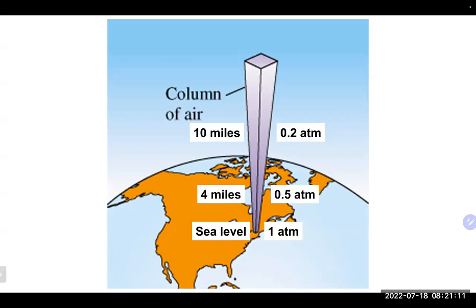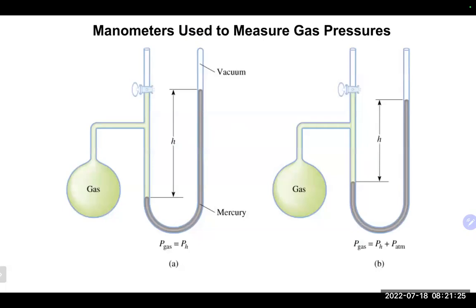So as we can see, sea level pressure is 1 atmosphere. As we go up in distance from the Earth and sea level, we see that the pressure does start to come down, which is why they pressurize planes when we're flying. There are a couple of tools that are sometimes used to measure gas pressure.